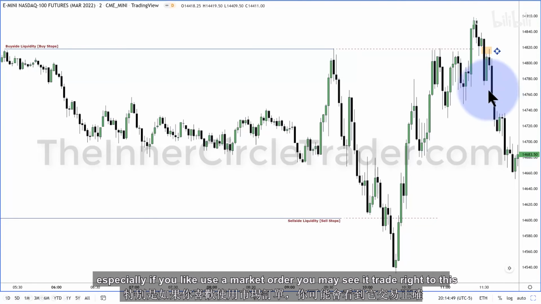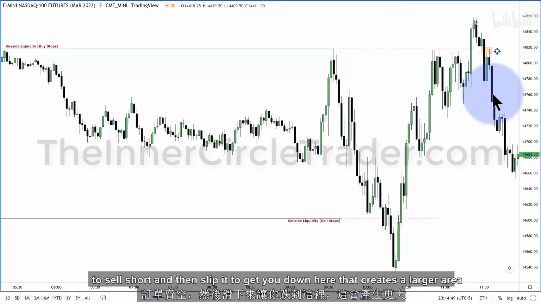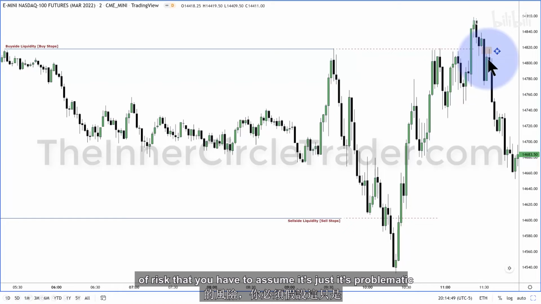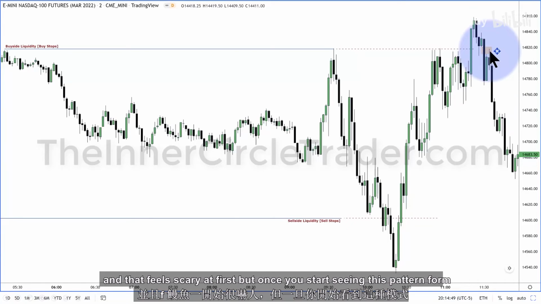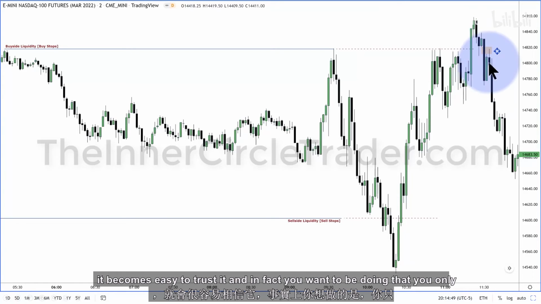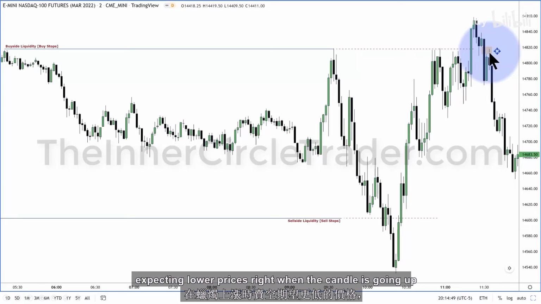And if you try to get in, especially if you use a market order, you may see it trade right to this low and say, okay, now I believe it's going to go down. You put in a market order and sell short, and then slippage gets you down here. And that creates a larger area of risk that you have to assume. And it's problematic. You want to learn to trust going short when the market's going higher. And that feels scary at first. But once you start seeing this pattern form, it becomes easy to trust it. And in fact, you want to be doing that. You want to be selling short, expecting lower prices right when the candle's going up.